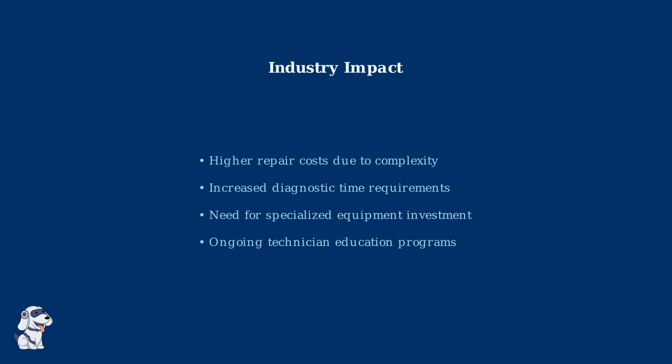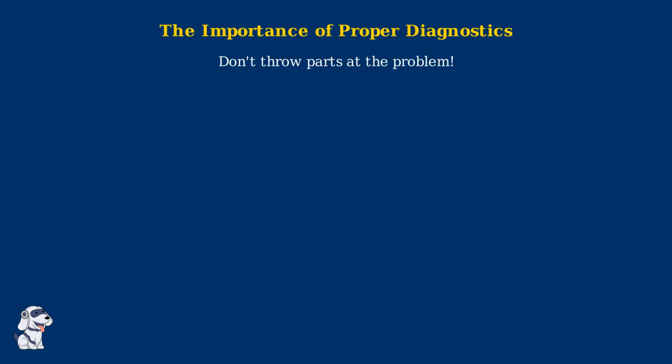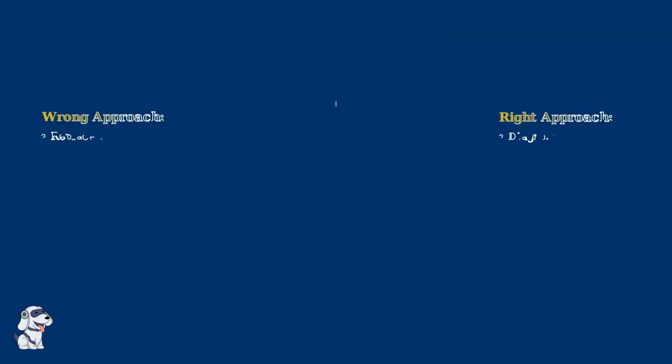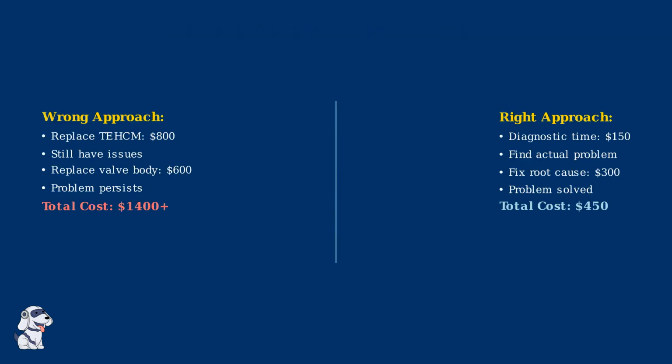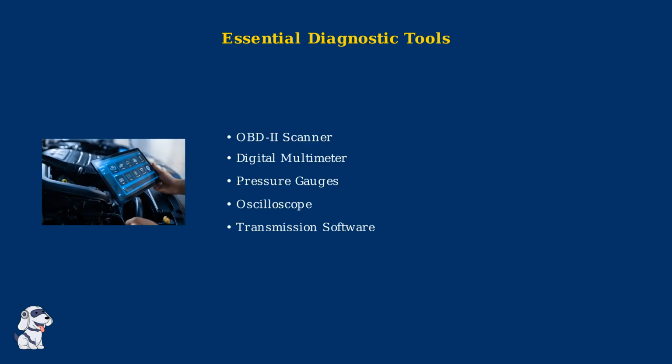advanced electronic expertise. Proper diagnostics are absolutely critical when dealing with 6L80 TEHCM issues. Too many technicians fall into the trap of throwing parts at problems instead of systematically diagnosing the root cause. The financial impact of poor diagnostics is staggering. The wrong approach can cost over $1,400 in unnecessary parts, while proper diagnosis typically costs under $500 total. Modern diagnostic equipment is essential for accurate TEHCM diagnosis.